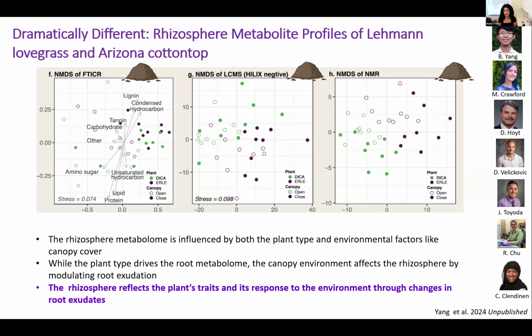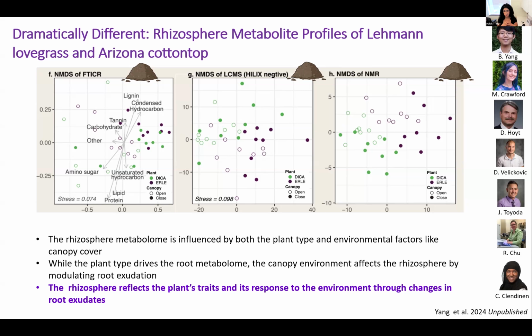So what this suggests is that the rhizosphere metabolome is influenced by both the plant type and the environmental factors. You have an interactive effect here. Now we know that the plant type drives the type of the metabolome in the root. However, the canopy environment will then affect the rhizosphere by modulating root exudation. So in other words, the rhizosphere here is being influenced by the canopy first and then by the plant type, and therefore this reflects that the plant traits and its response to the environment, through changes in the root exudates, is what is controlling the rhizosphere.